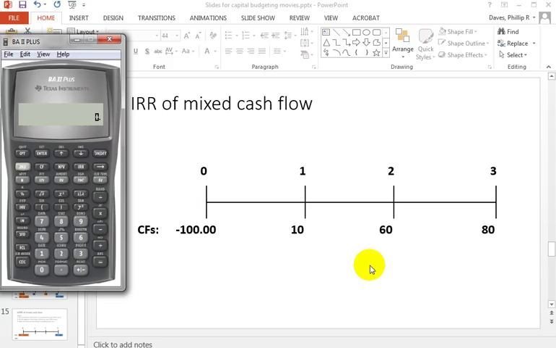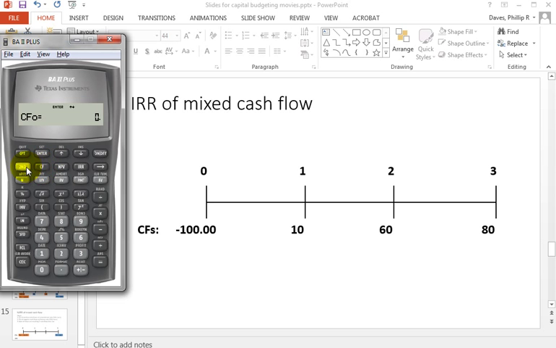And the internal rate of return is that rate of return that sets the NPV to zero. Well, we could do trial and error, but that would be kind of silly. Instead, what we're going to do is let the BA2 Plus do trial and error. Since this is a series of mixed cash flows, we're going to have to do this in the cash flow register. So the first thing to do is hit the CF button.